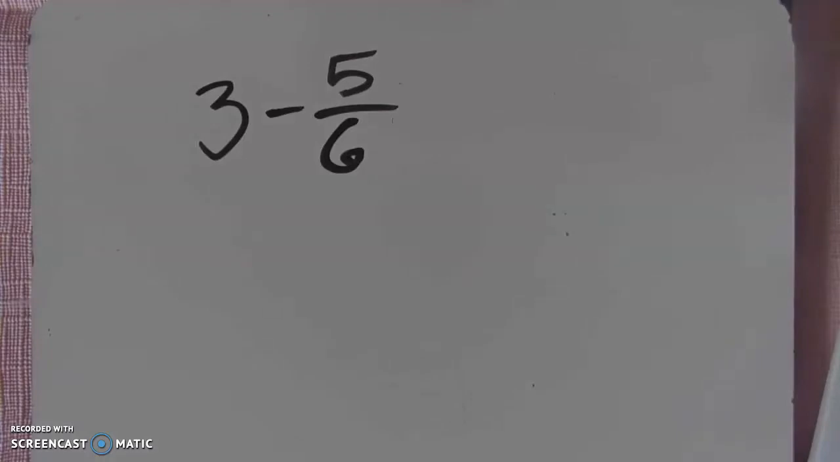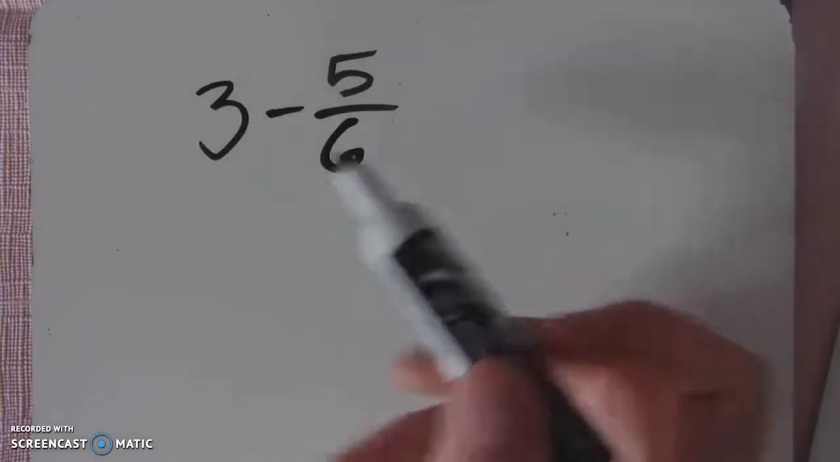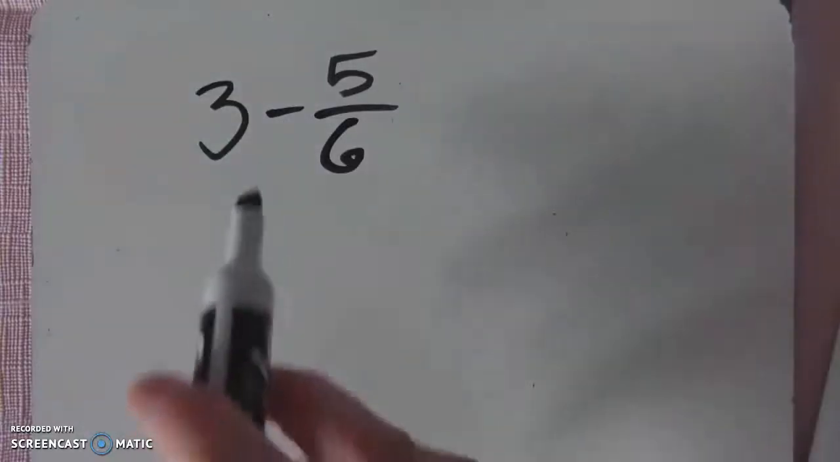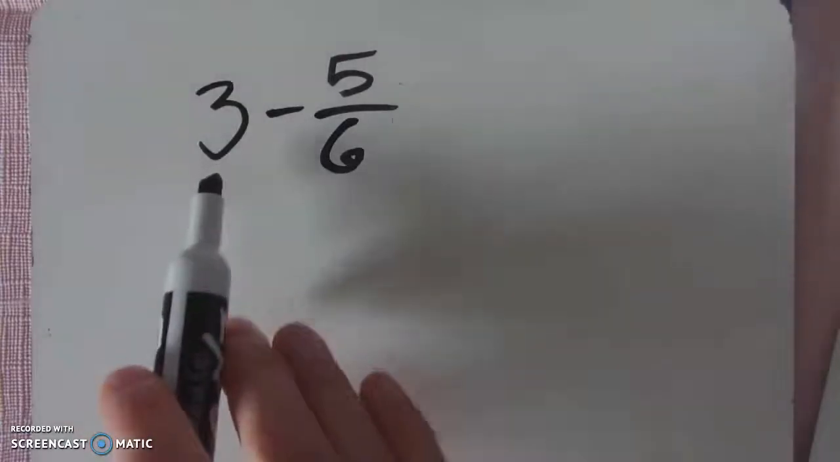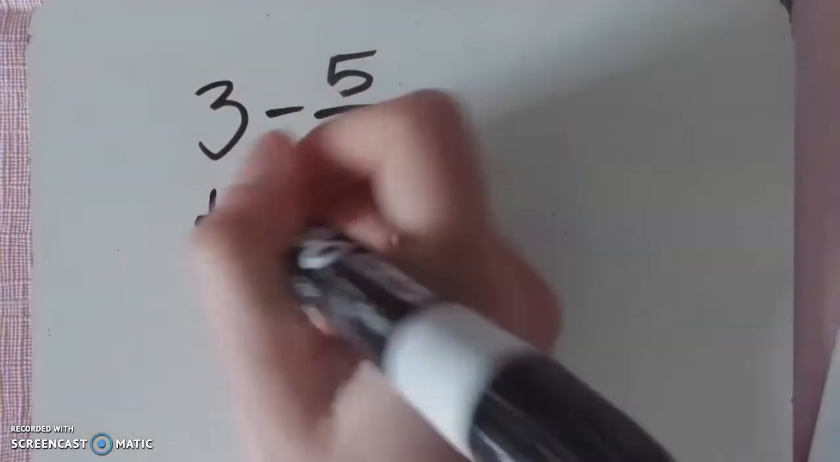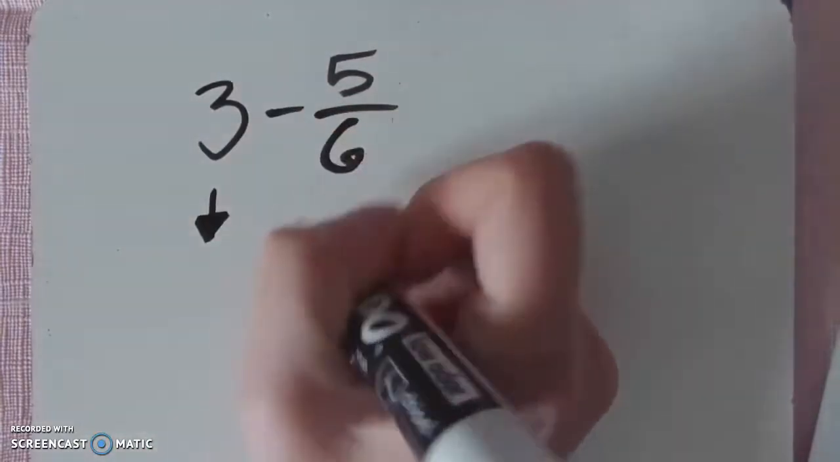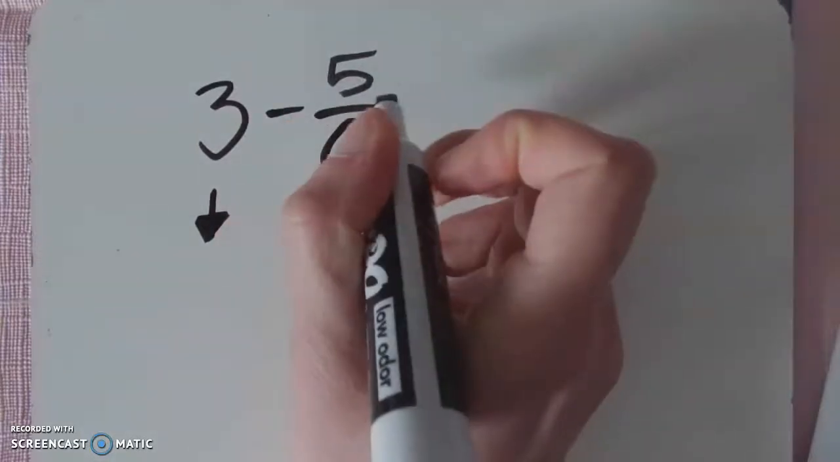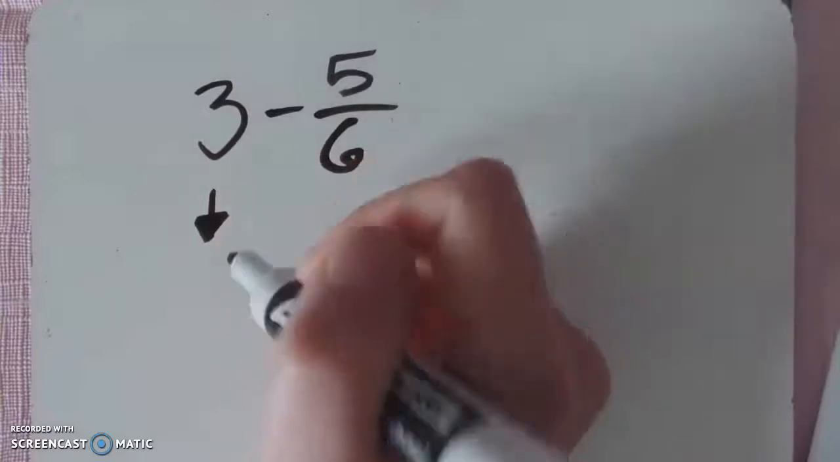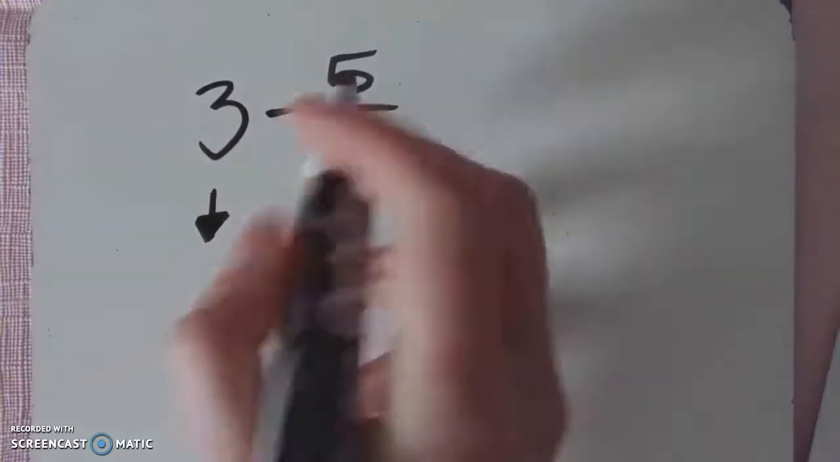And the key to this is you can only add or subtract if your denominators, or the bottom of the fraction, is the same. Now currently this number 3 doesn't even have a visible denominator. So what we're going to do is give 3 a new denominator. And we really want this denominator to be the same as 6. So I have to say, how can I write the number 3 so that it's divided by 6?